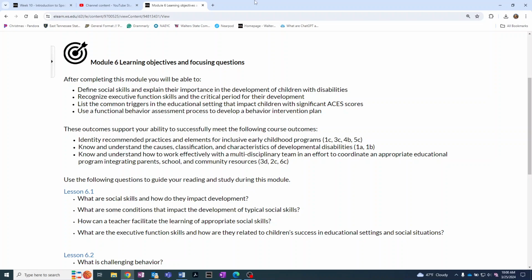So, those objectives really help meet our course outcomes, right? We want to be able to identify recommended practices and elements for inclusive early childhood programs. We're going to know and understand the cause, classification, and characteristics of developmental disabilities. And that's important because we're going back to the social skills, right? And how they're developing with their disability and how that plays a role and impacts them, not only academically, but also socially. And then we really want to work with a multidisciplinary team, right? So we can coordinate effective resources and plans and be able to meet those goals for that child.